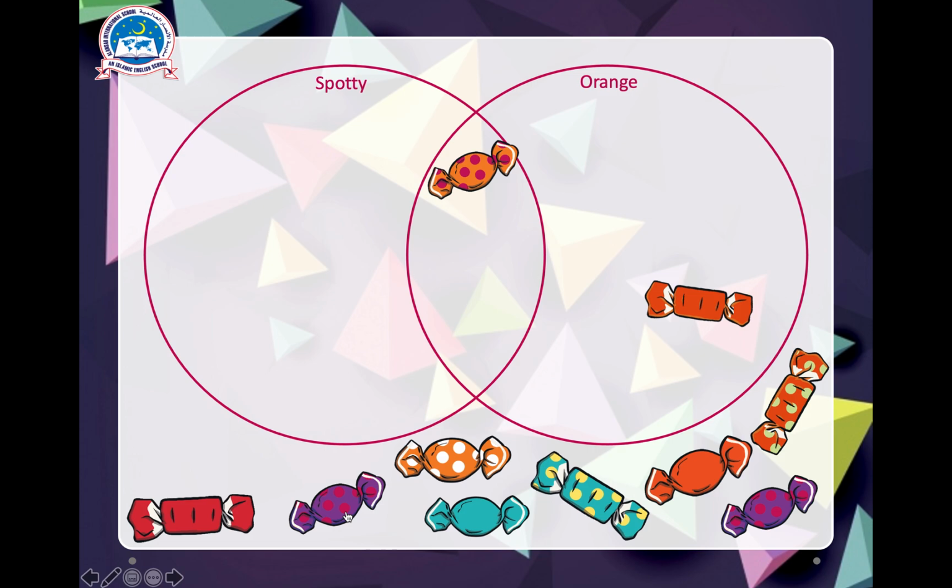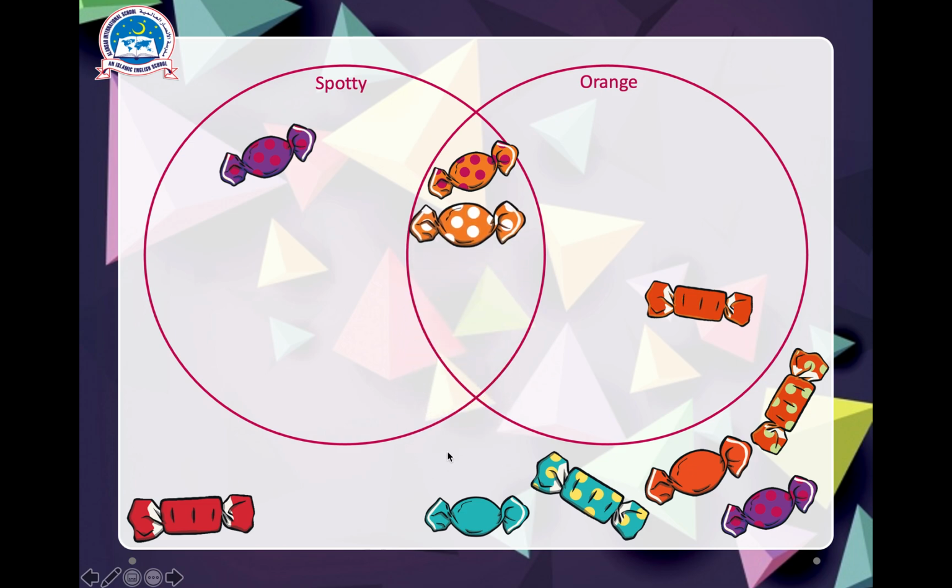How about this one? Is it spotty? Yes, it is. But it's not orange. So we are going to leave it in this part of the circle only. This one over here, is it spotty? Yes, it is. But is it orange? Yes, it's also orange. So we are going to put it in the part that has both.